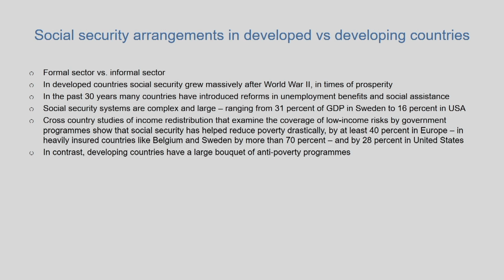So, extending social security coverage would require delinking social security benefits and labour market status, creating new institutions to cover currently excluded groups, financing these new programs through general taxation, improving tax collection, reducing the costs of formal sector benefits and increasing the costs of informal sector benefits.